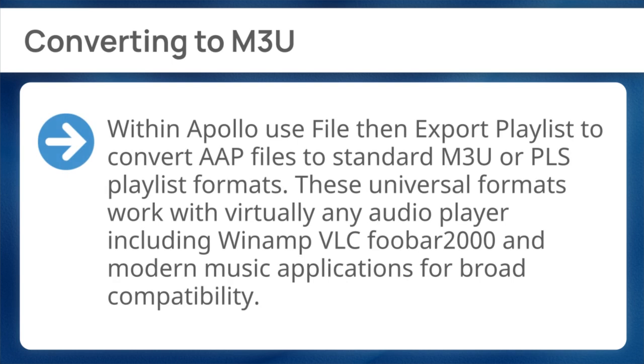Within Apollo, use File, then Export Playlist to convert AAP files to standard M3U or PLS playlist formats. These universal formats work with virtually any audio player, including Winamp, VLC, Foobar 1000, and modern music applications for broad compatibility.